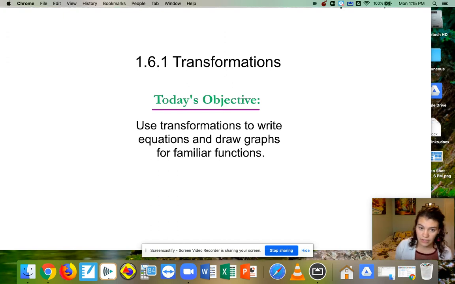All right, so today we're doing 1.6 Python for transformations. So we're going to use transformations to write the equations of graphs and then to draw familiar functions we already know.